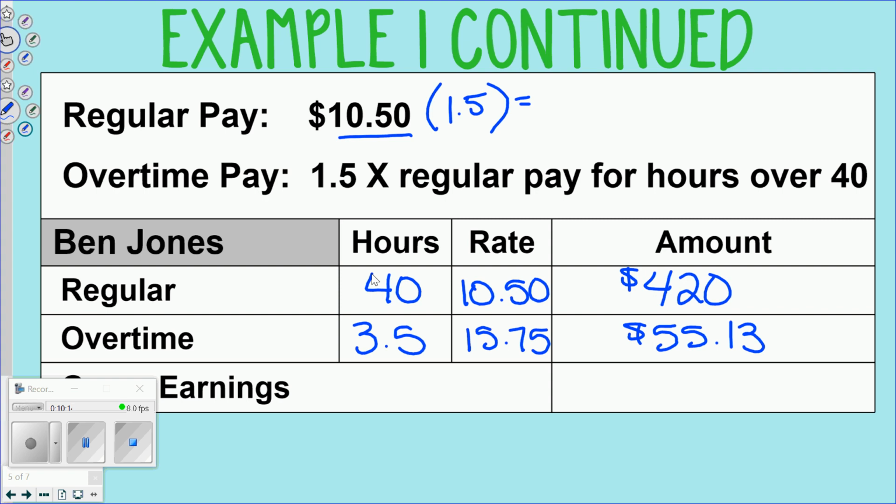So then it wants to know his gross earnings. So altogether, how much money did he make before taxes and all that? Good, $475.13.